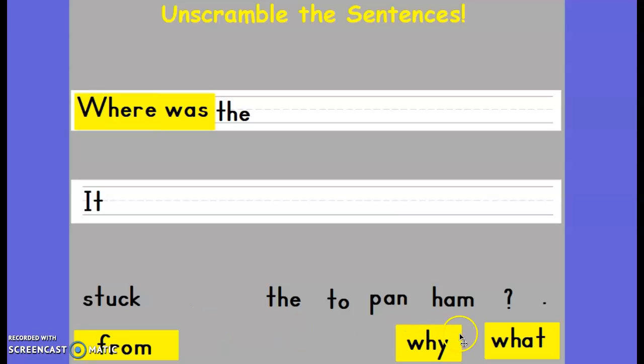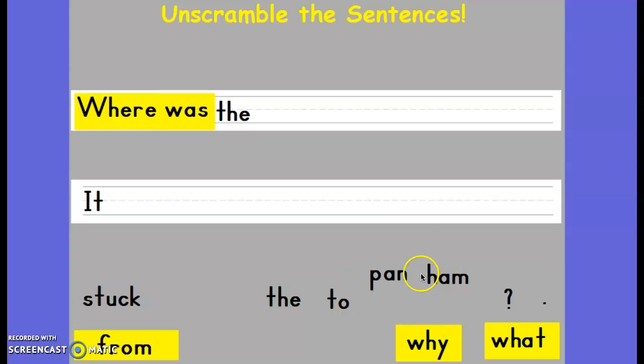What do you think might go next? Where was the stuck? That doesn't... Where was the the? No, that doesn't make sense to come next. I think that two words might make sense. If you said this word and this word, you're right.